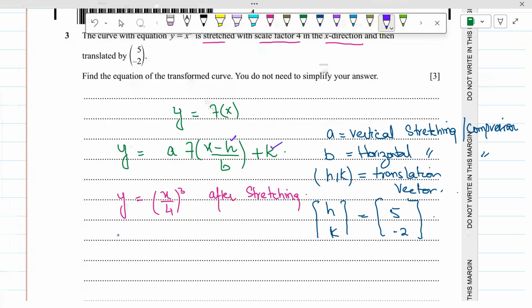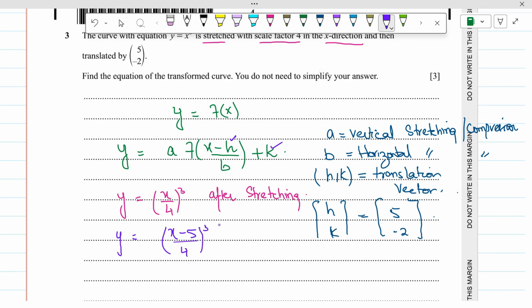So y is equal to x minus h. h is the translation vector for the horizontal direction, or x direction, so we can write it as (x minus 5) over 4, whole cubed. This equation represents the stretching in the x direction by 4 and the translation in the x direction by 5 units.